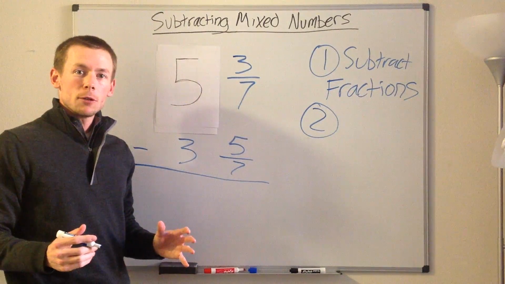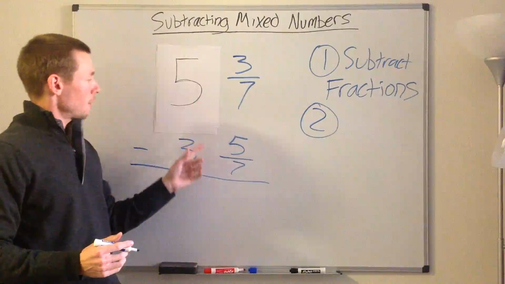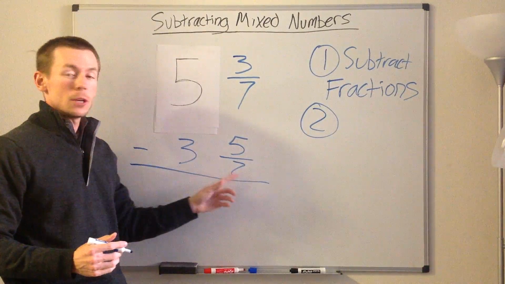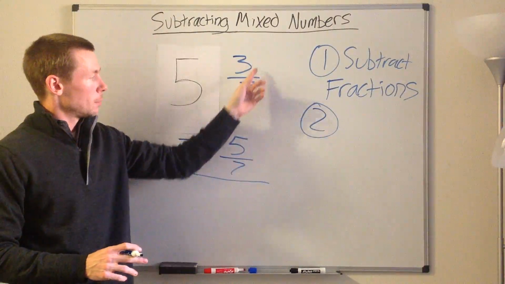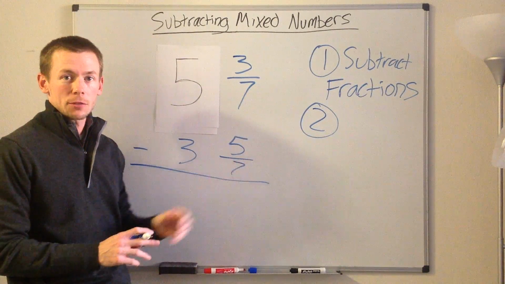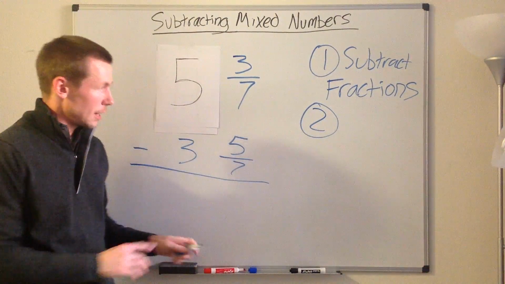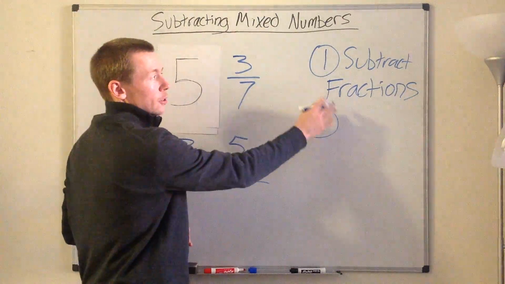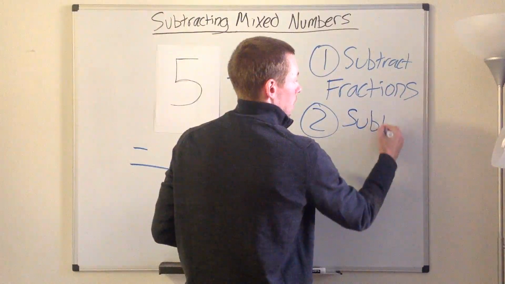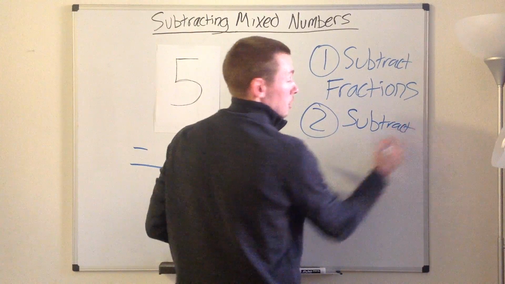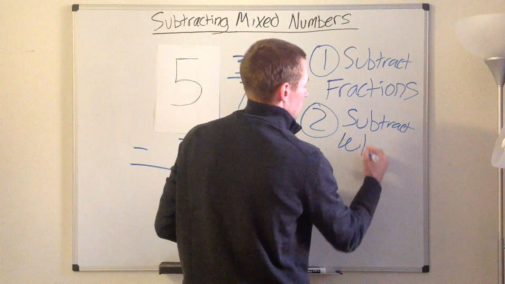Now what happens if we run into something like 5 3/7 minus 3 5/7? Then we would get a situation where it would be 3 minus 5. So just a second, let me fill in this right here. Again, after subtracting the fractions, then we subtract the whole numbers.